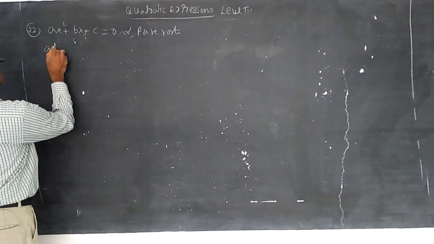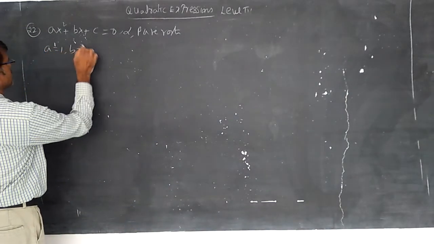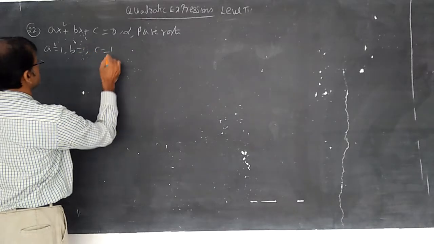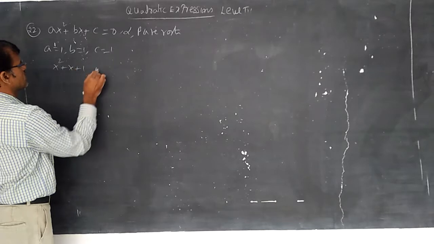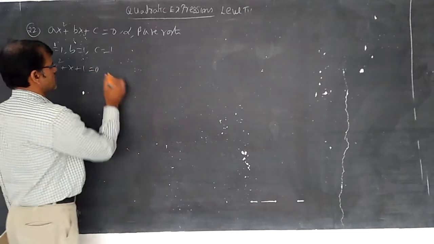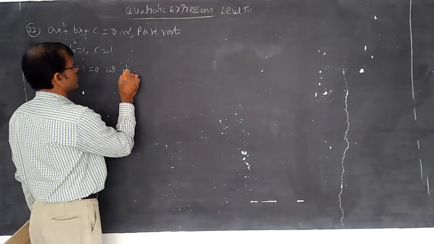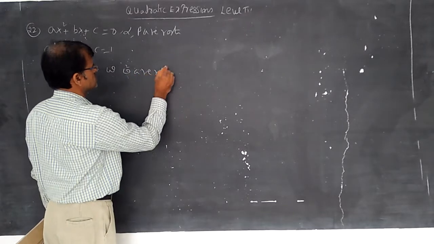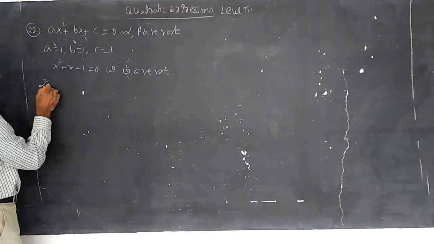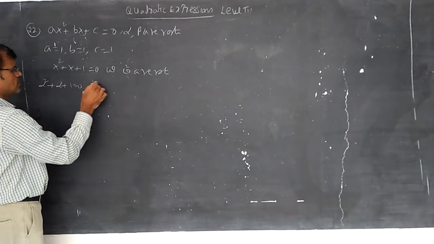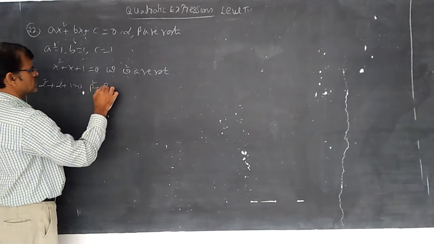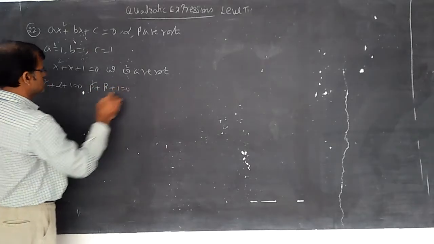So I am writing not distinct also is not discussed. A is equal to 1, B is equal to 1, C is equal to 1. So x square plus x plus 1 equal to 0. We can write omega, omega square are roots. That implies alpha square plus alpha plus 1 equal to 0 and beta square plus beta plus 1 equal to 0.